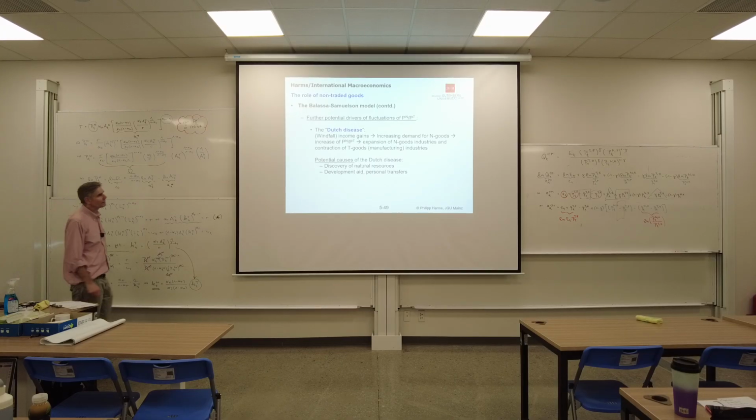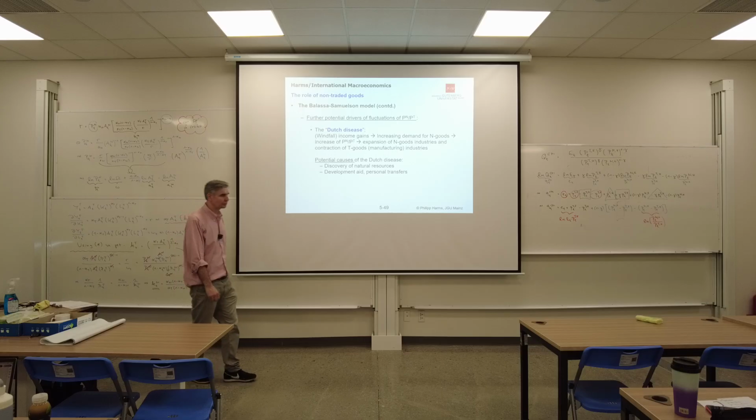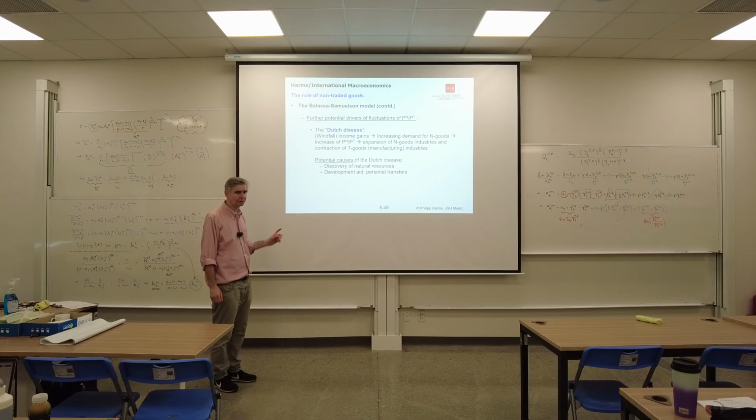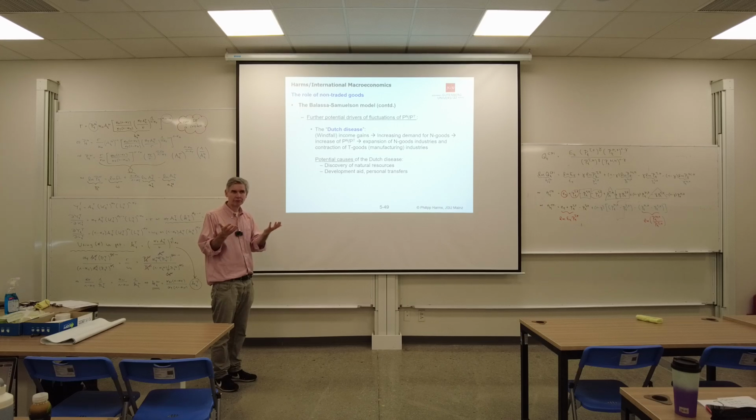So let me come up with further potential drivers of fluctuations in PN over PT. Now, first of all, when you see a real appreciation, then usually central bankers get nervous. Now, when the real appreciation is due to Balassa-Samuelson, then they don't have to be nervous because basically the real appreciation is a symptom of something healthy, technological progress. That's what you want to have, right?